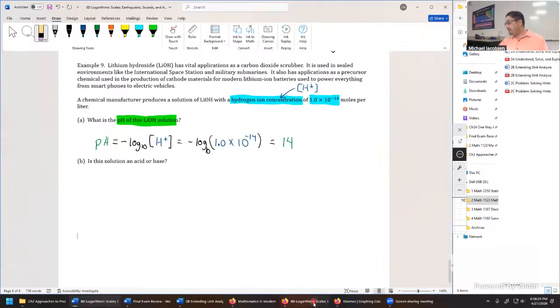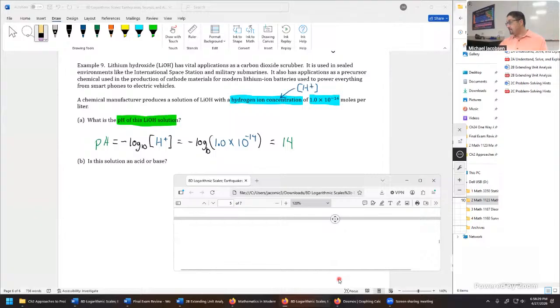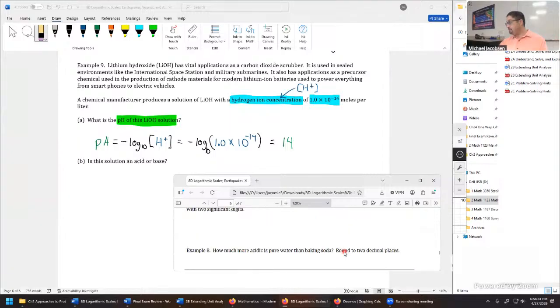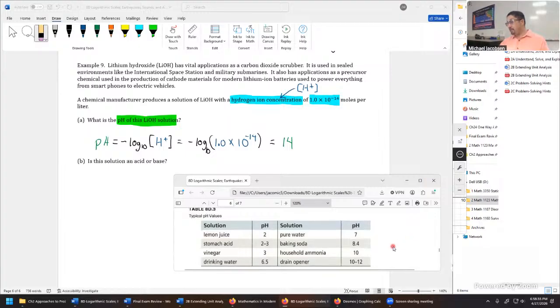Okay, well, back to our scale. Here's our scale. And again, we're off the charts on this one. This is a real chemical. The hydrogen ion concentration is realistic. So what would you all call this thing? Is lithium hydroxide an acid or a base, based upon the pH of 14?